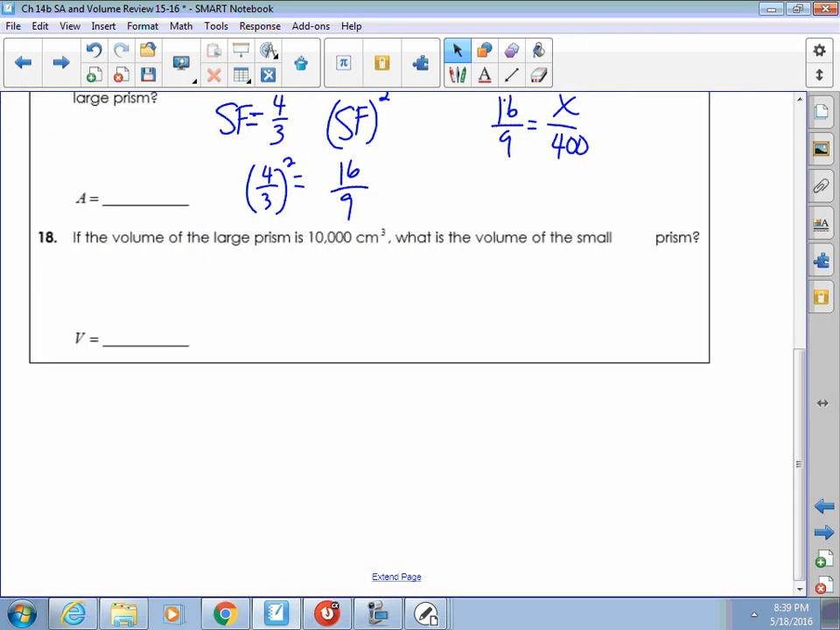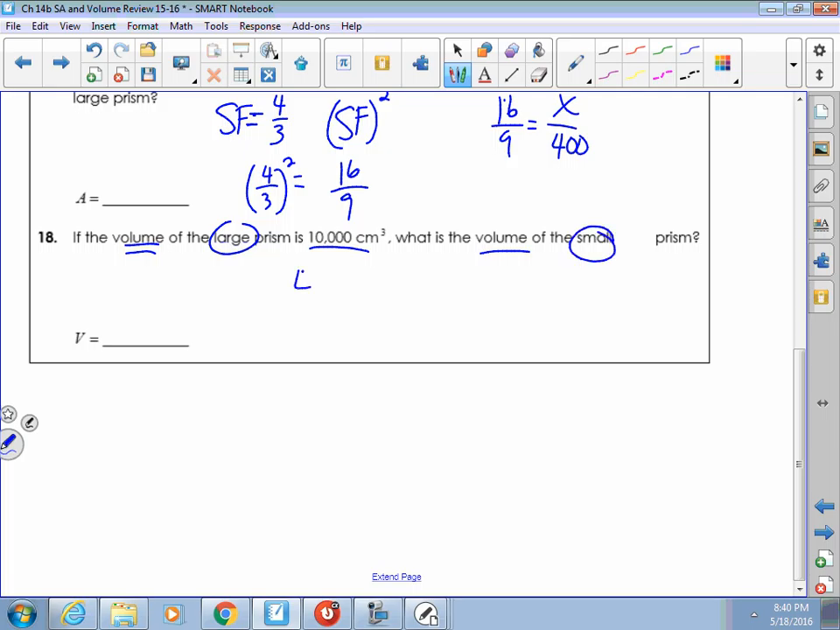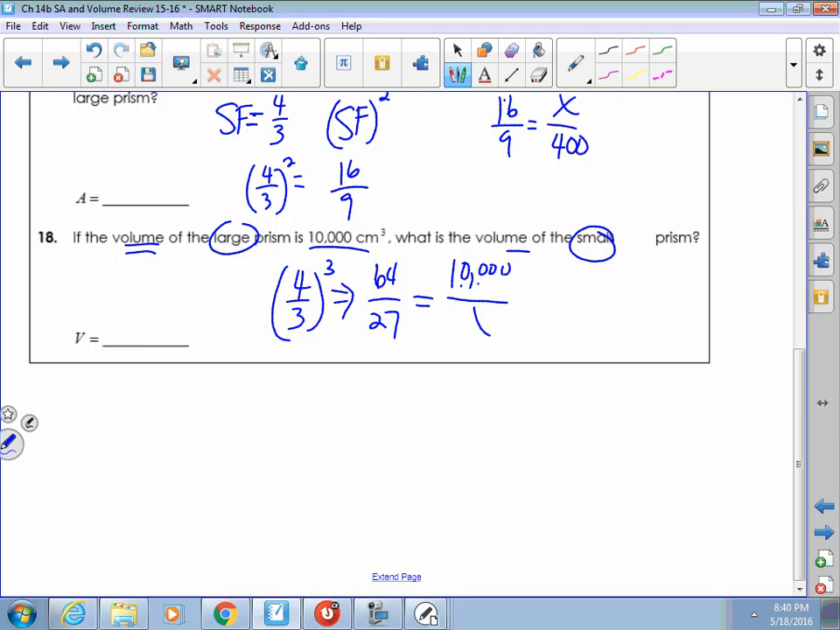On 18, now we're talking about volume. So I take that 4/3, and we cube it. We did that already. That was 64 over 27. Now I'm writing my proportion. I'm trying to find the larger. Oh, we know the larger, sorry. The larger is the 10,000. We're trying to find the smaller, so we're going to cross multiply. This is a decimal answer as well.